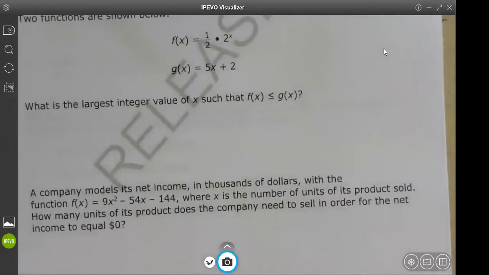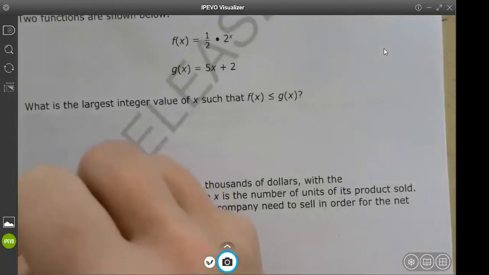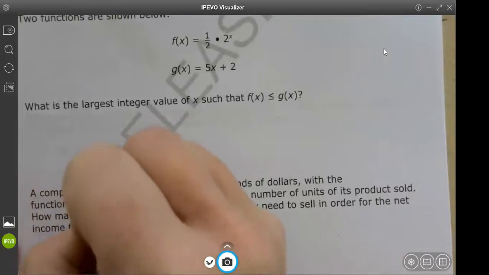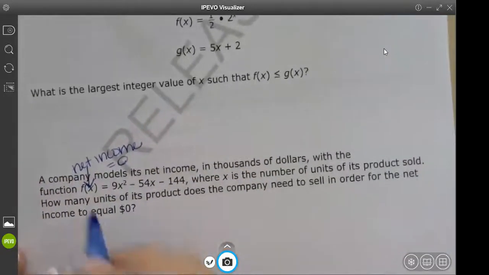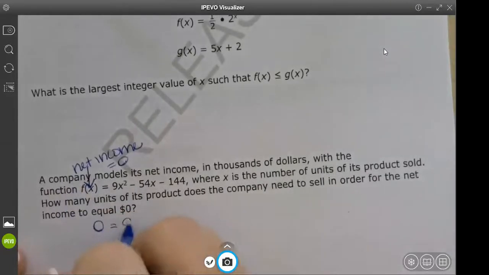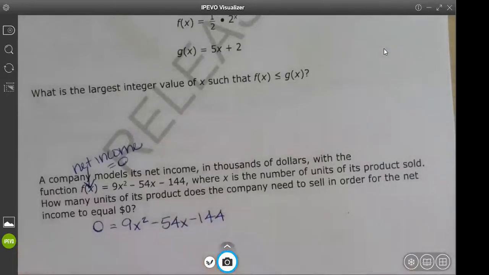A company models its net income in thousands of dollars with the function 9x squared minus 54x minus 144, where x is the number of units of product sold. How many units of this product does the company need to sell in order for the net income to equal 0? So it said f of x is net income. And it said it wanted that income equal to 0. So 0 equals 9x squared minus 54x minus 144.